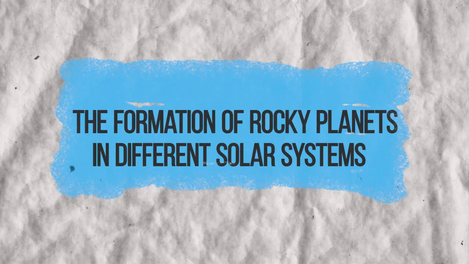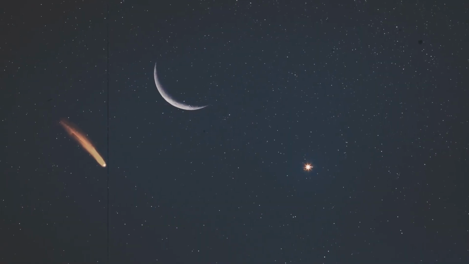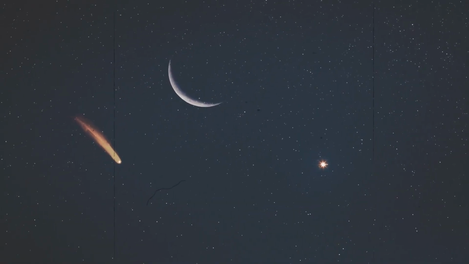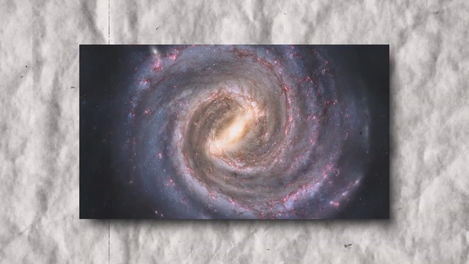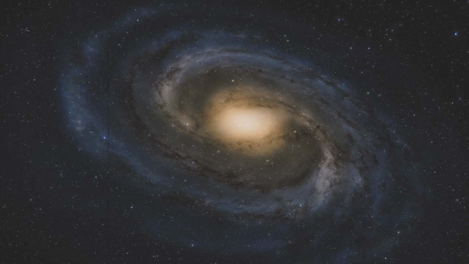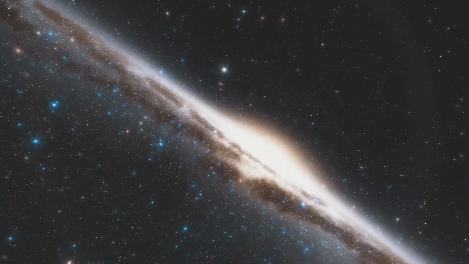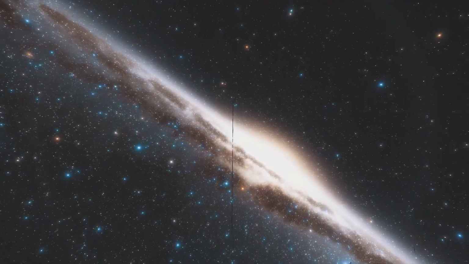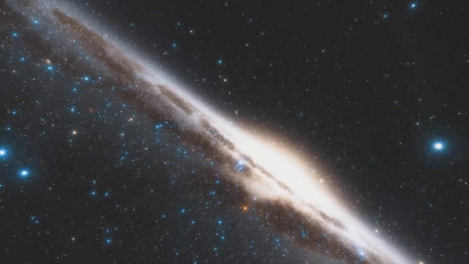The formation of rocky planets in different solar systems. The formation of rocky planets can vary depending on the type of solar system they are found in. In some systems, like our own solar system, there is a lot of dust and gas in the protoplanetary disk, which makes it easy for rocky planets to form quickly. In other systems, such as those with fewer particles in their disks, rocky planets can take much longer to form.